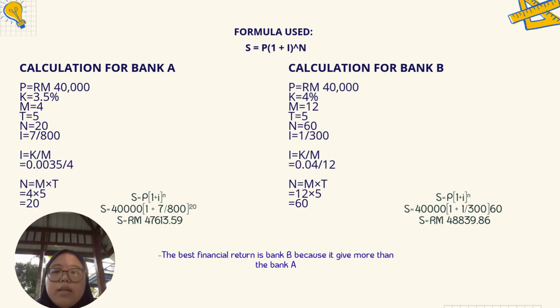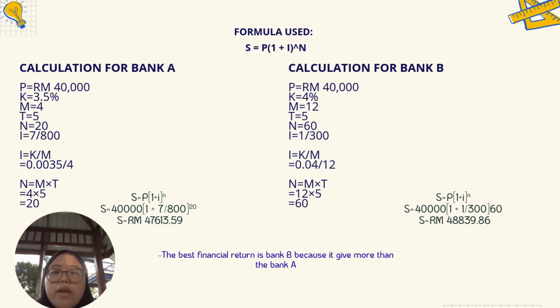As per the question given, the information that we have extracted is P equals RM40,000, K equals 3.5%, M equals 4 since it is compounded quarterly, T equals 5, N equals 20, and i equals 7 over 800. How do we get the i? K over M, 0.0035 over 4, and we will get 7 over 800.